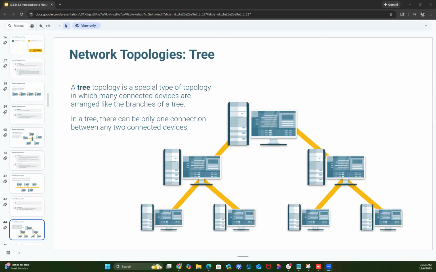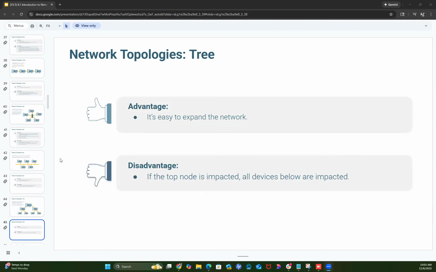And then tree topology. A tree topology is a special type of topology in which many connected devices are arranged like the branches of a tree. In a tree, there can be only one connection between any two connected devices. This is a tree topology. Advantage: it is easy to expand the network. Disadvantage: if the top node is impacted or fails, all devices below are impacted.